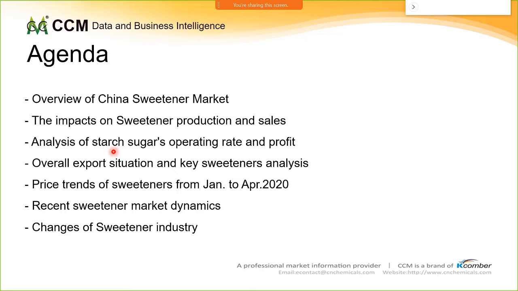Before the start of the presentation, let me show you the agenda. First, we will have an overview of China's sweetener market. Then we will talk about the impacts on sweetener production and sales. Next part will be the analysis of starch sugar's operating rate and profit. Besides, we will share the overall export situation and the key sweetener analysis. What's more, we will analyze the price trends of sweeteners from January to April 2020, and then review the recent sweetener market dynamics. And last but not the least, talk about the changes and trends for China's sweetener industry under the impact of COVID-19. Without further delay, let's go into the topic.